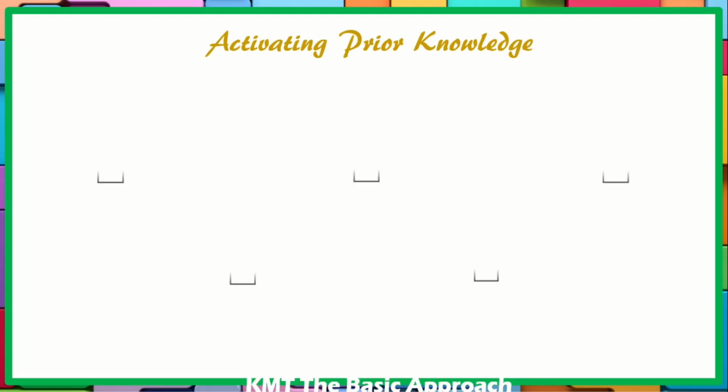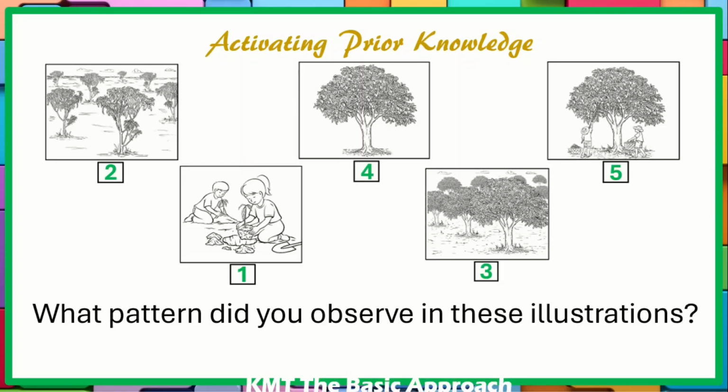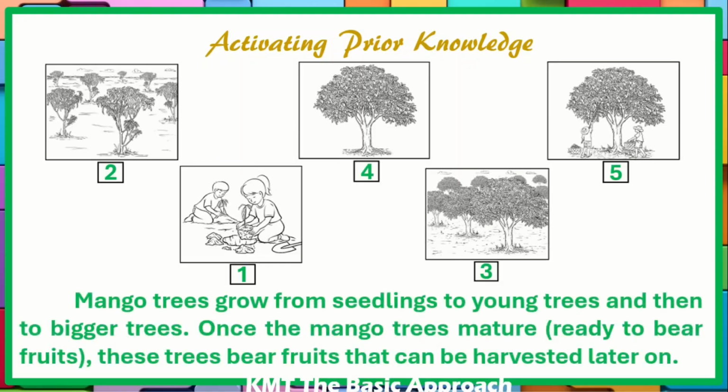Activating prior knowledge. Do you remember this activity? What pattern did you observe in these illustrations? Why do you think so? Good job! Mango trees grow from seedlings to young trees and then to bigger trees. Once the mango trees mature or are ready to bear fruits, these trees bear fruits that can be harvested later on.